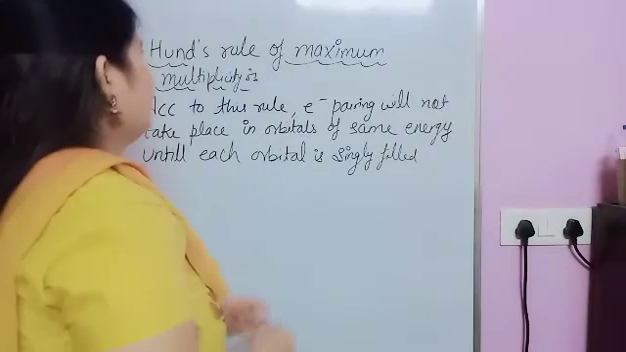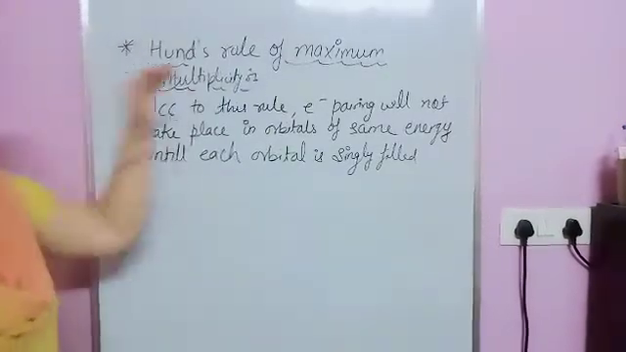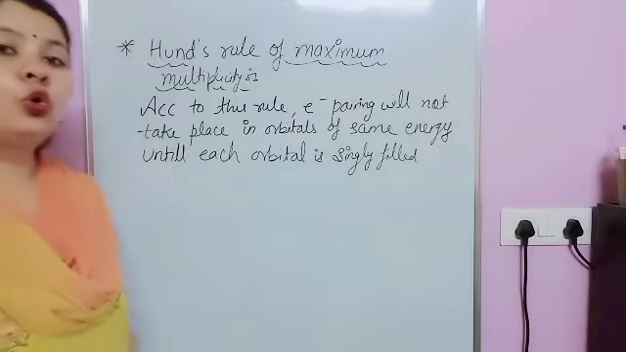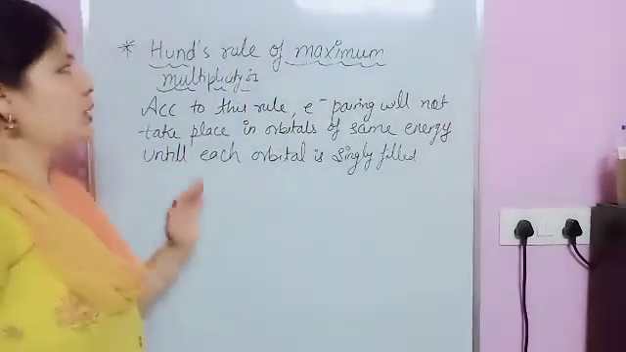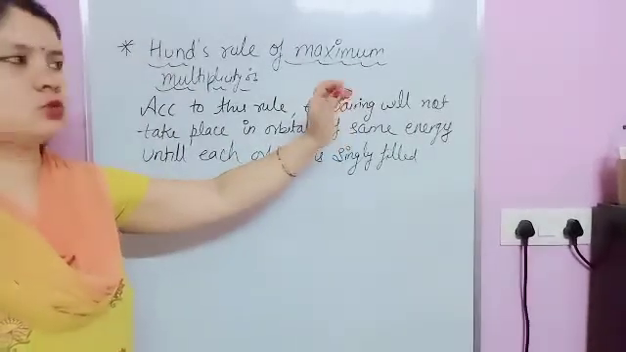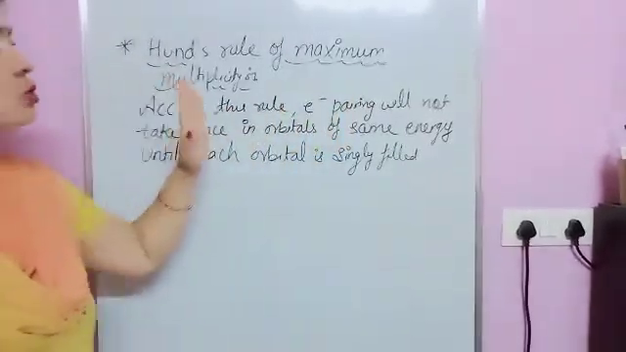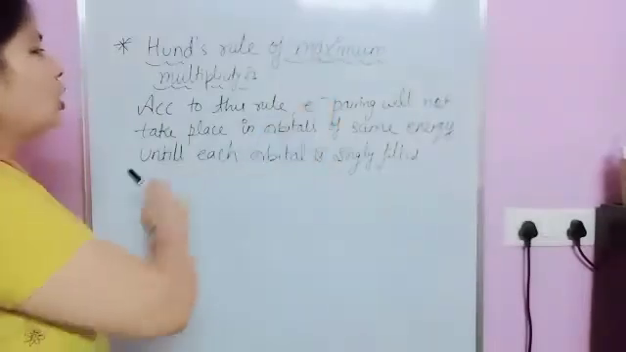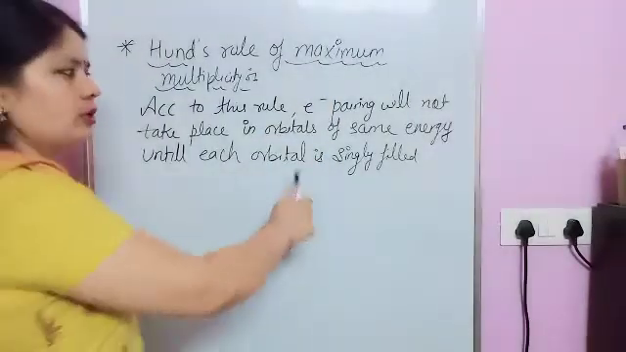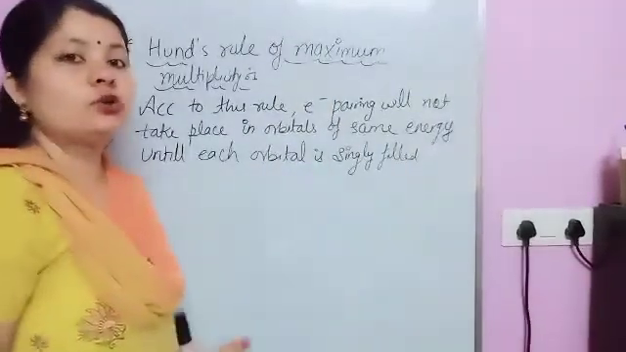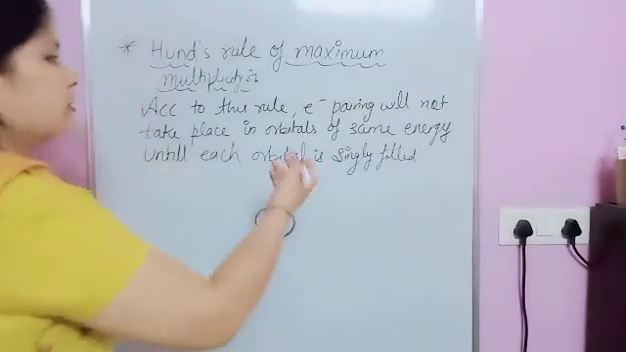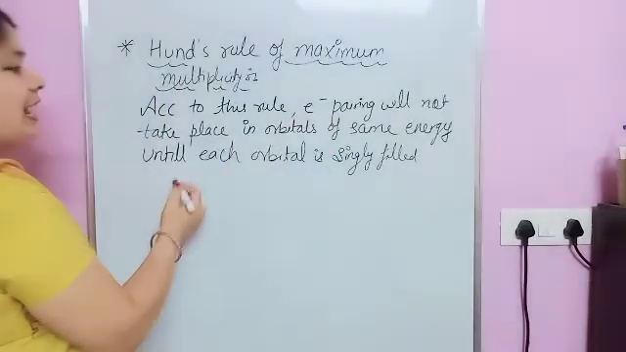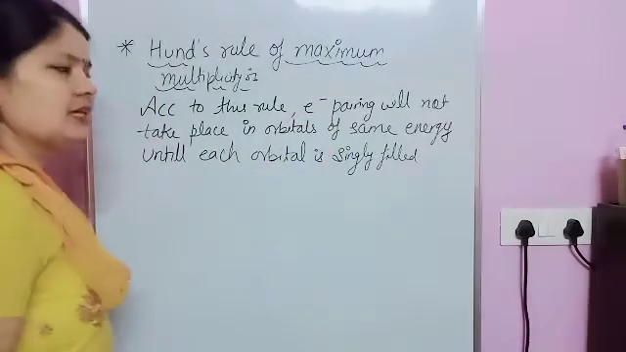Okay, 11th class. Now, after the Aufbau rule, we have another rule, that one is Hund's rule of maximum multiplicity. According to Hund's rule, what does this rule say? According to this rule, electron pairing will not take place in orbitals of the same energy, or you can say the same subshell, like P, D, F, until each orbital is singly filled.